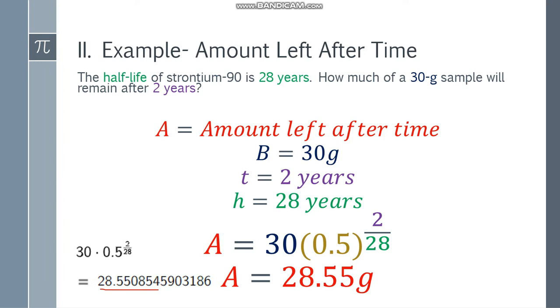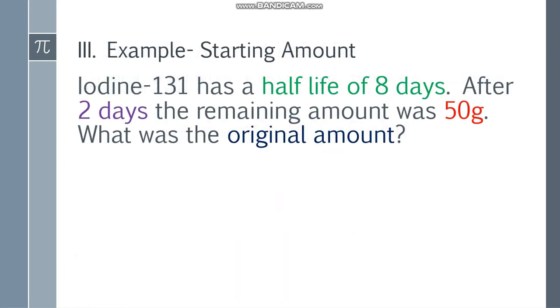So again, the question: the half-life of strontium 90 is 28 years. How much of a 30-gram sample will remain after 2 years? That will be 28.55 grams. Let's move on to the next example.